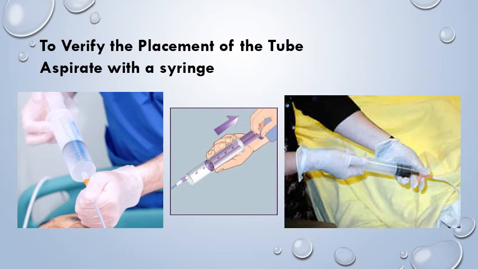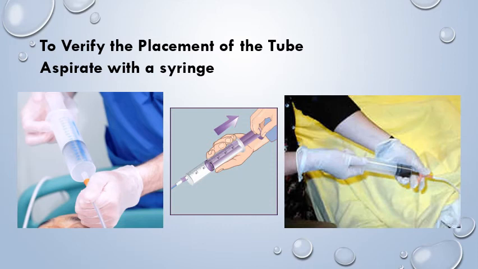Observe the color of the contents indicating proper placement: clear, tan, light green, or brown. To prevent possible electrolyte imbalance, return the aspirated volume into the stomach by slowly pushing the gastric secretions back into the stomach. Follow with a 20 cc water flush.